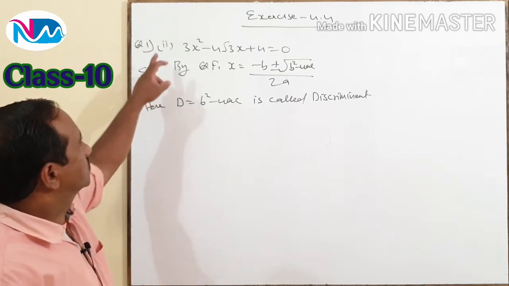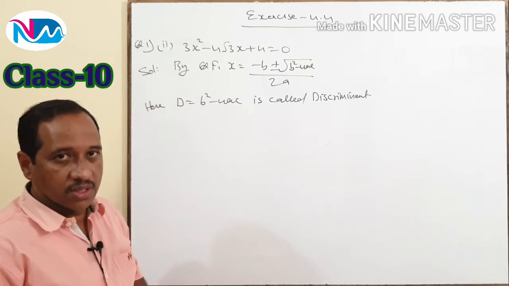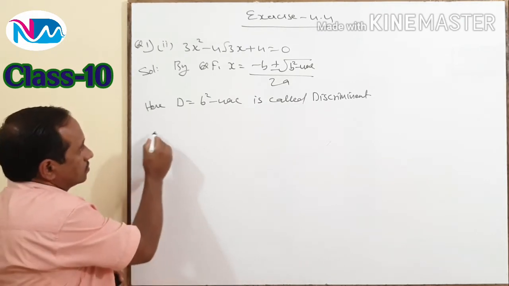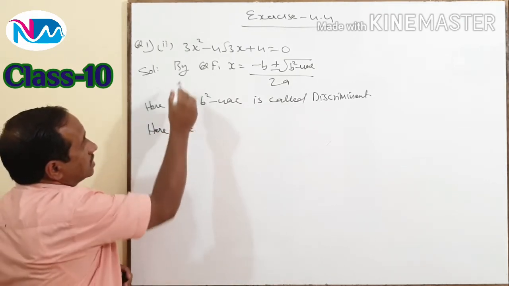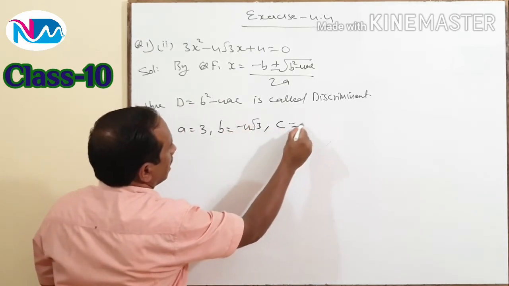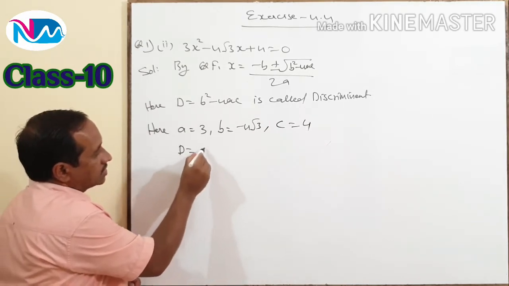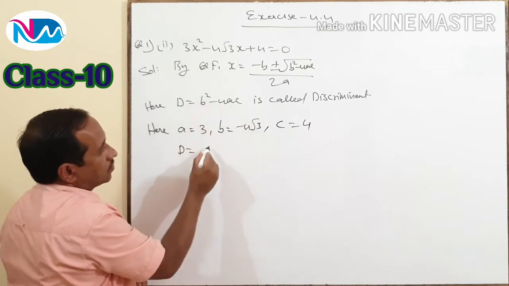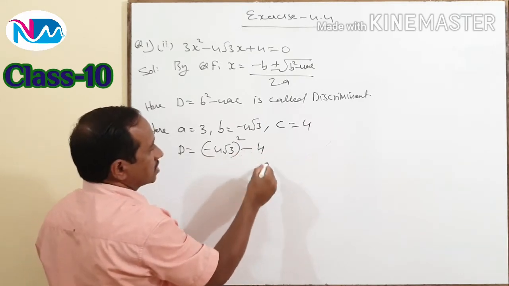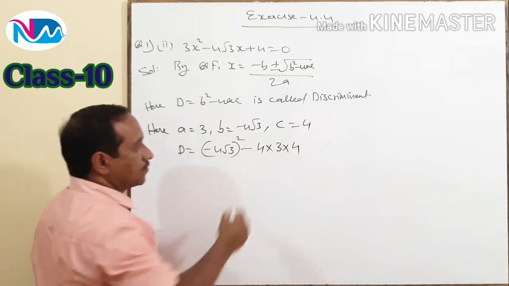Here I am going to consider the second question under question number 1, that is to find the nature of the roots. So here, comparing the given quadratic equation with the standard form, a is equal to 3, b is equal to minus 4 root 3 and c is equal to 4. First we will calculate D. D is equal to b square minus 4ac, that is minus 4 root 3 the whole square minus 4 into a is 3 into c is 4.